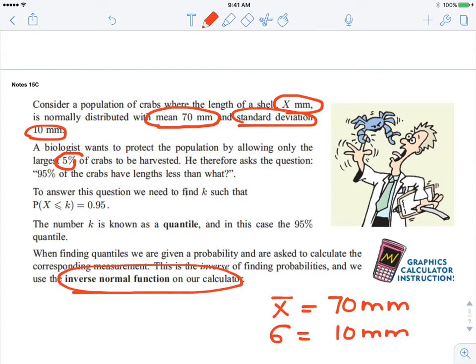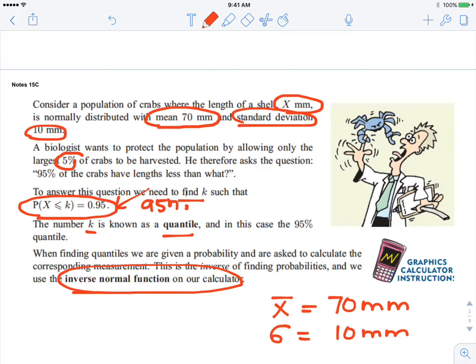To answer this question, we need to find K. So we're going to write an equation like this. The probability of x less than or equal to K equals 0.95, which is 95%. The number K is known as the quantile, and in this case, the 95% quantile.